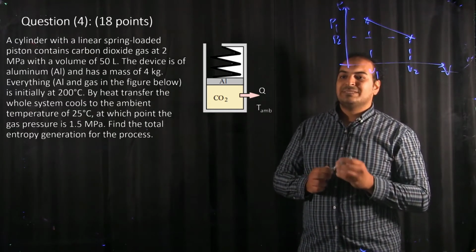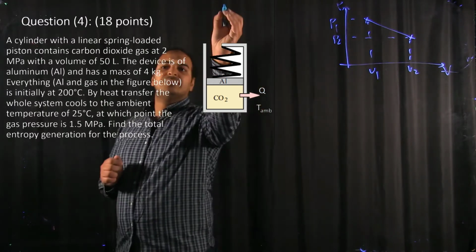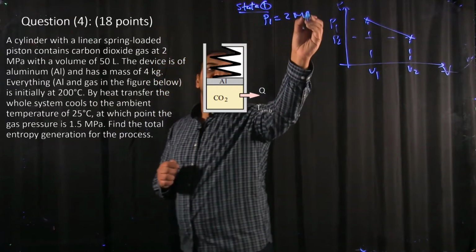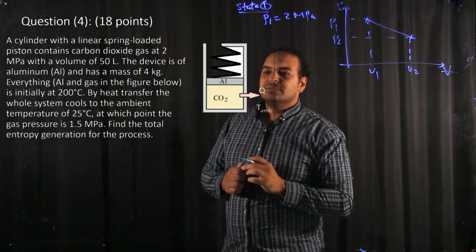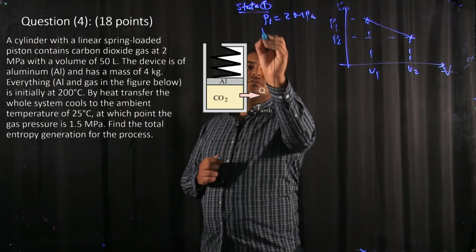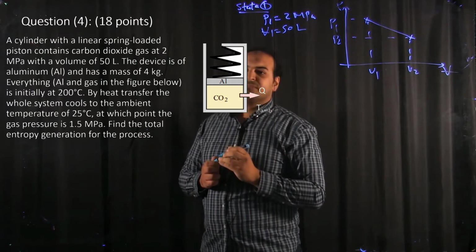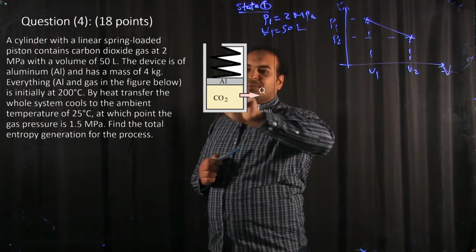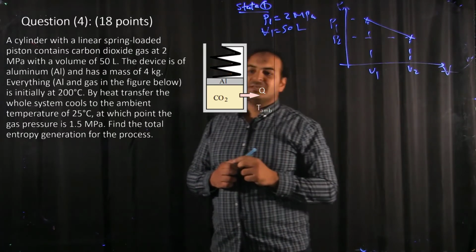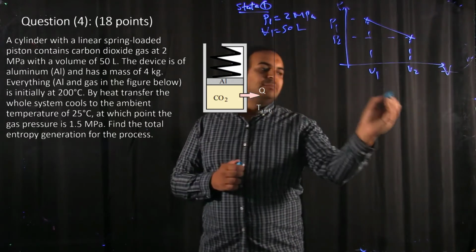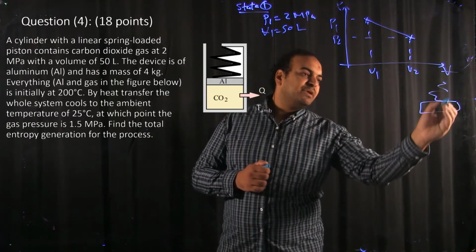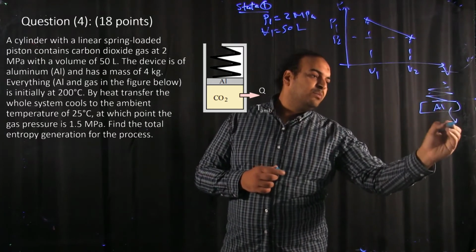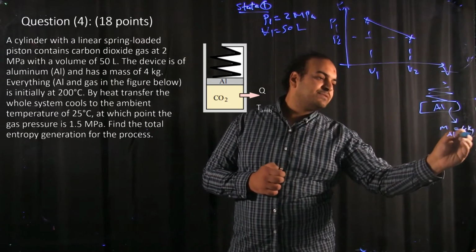At state 1, we have P1, 2 megapascal. Initially, the volume 1 was 50 liters, 10 to the minus 3 meter cube. The device has aluminium. So this bar is aluminium. The bar above the carbon dioxide, aluminium, has a mass of 4 kilograms. So this aluminium bar, if you want to draw it, is a spring. This aluminium bar has a mass of 4 kilograms.